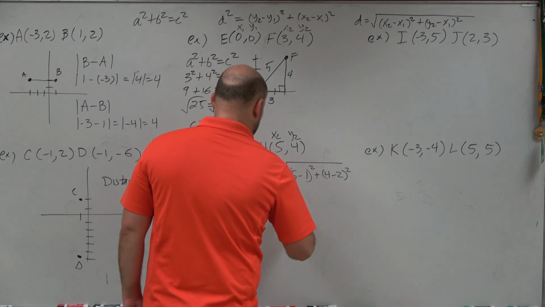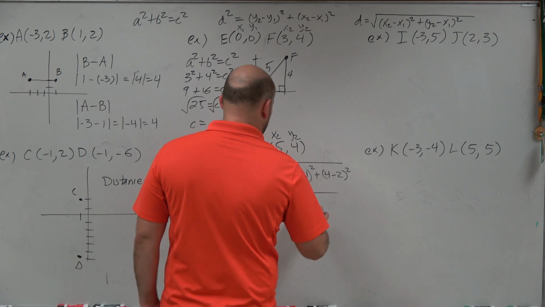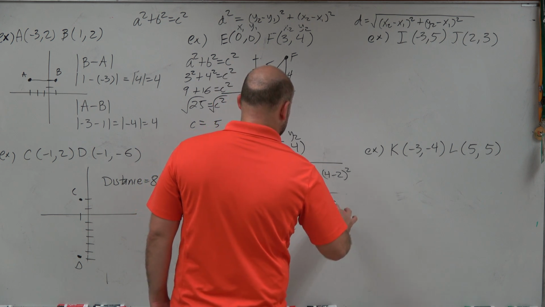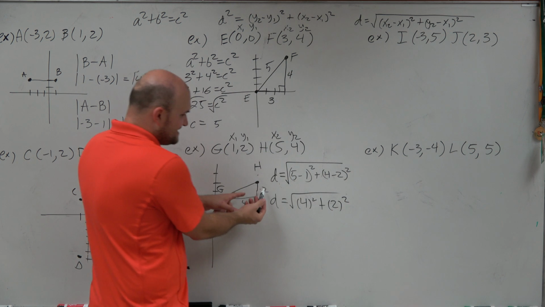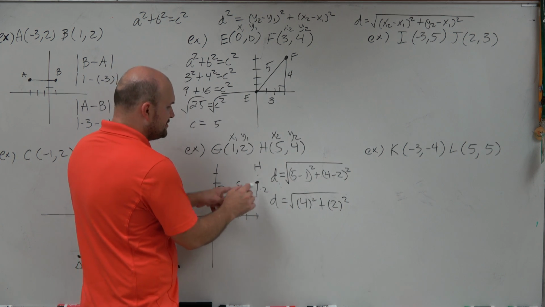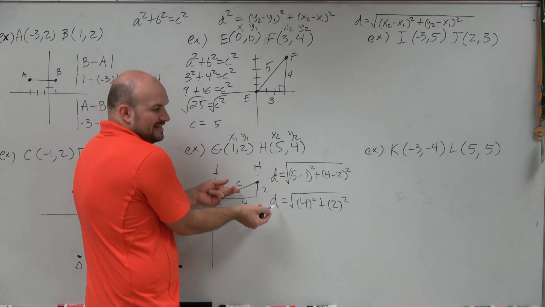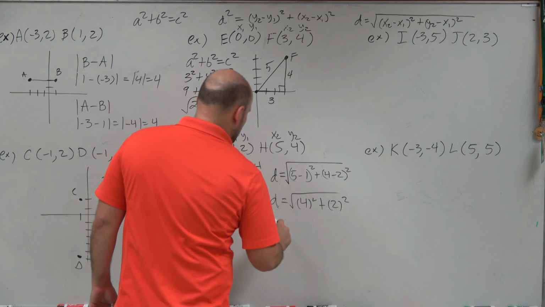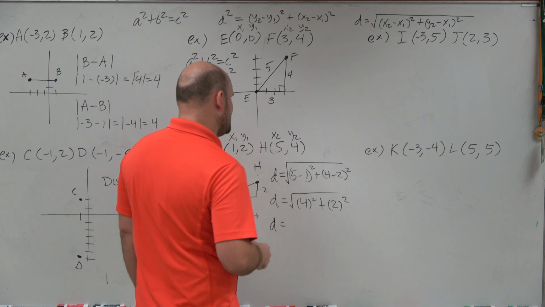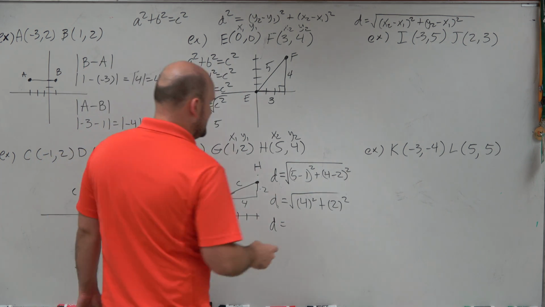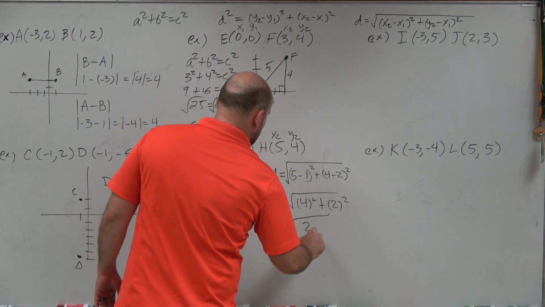So therefore, d equals the square root of 4 squared plus 2 squared. And that's exactly what we would have done anyways. If we were going to use the Pythagorean theorem, we would have squared these two to find c. Well, now we're really calling c d because d represents distance. So anyways, we have 4 squared is 16. 2 squared is 4. So therefore, the square root of 20.